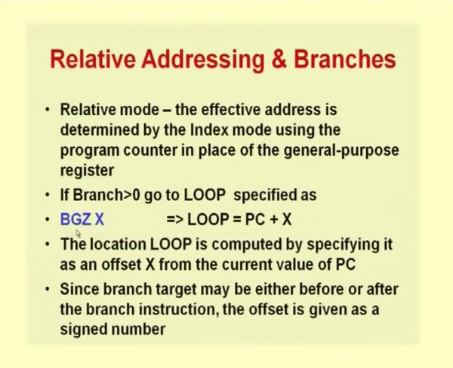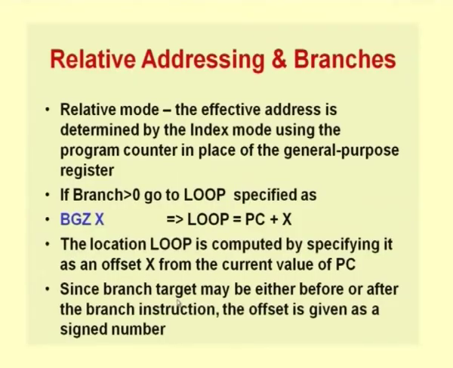Now, assuming I have an instruction BGZ, which means branch greater than 0, I am specifying the displacement x from the PC, which will take me to this location loop. So, this loop value will actually be calculated as the current value of PC plus x. This value is what would be coded in this instruction. Since this is a relative addressing mode, the value x will be added to PC to arrive at the next address that we need to go to, and this is where the next instruction would be fetched from. So, this is how relative addressing normally gets used.